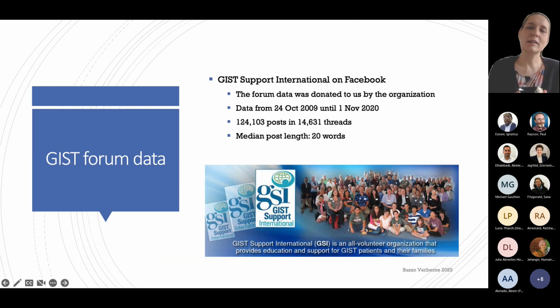As said, we had contacts with this patient group. It's really large, and it goes a long way back. From 2009 until 2020, we had data, and this was over 124,000 posts in total in almost 15,000 discussion threads. I think the posts were also quite substantial: the median length was 20 words. Of course, there's also a lot of 'oh wow' or 'oh I'm sorry' kind of stuff, but there is actually a lot of content being shared.